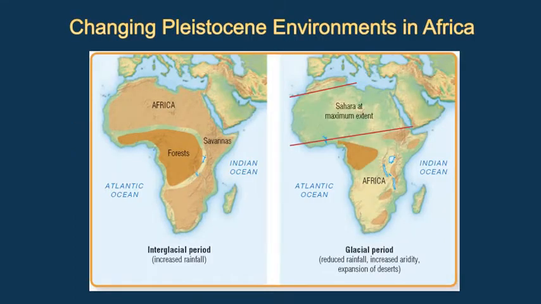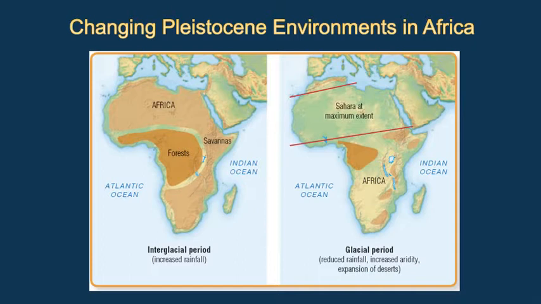This map is just showing what happens in Africa during these climate shifts. On the left is the interglacial period, and this kind of medium, almost flesh tone color here is showing what parts of Africa are covered in savannas. Savannas would be open grasslands, and then of course we have a large swath of Central Africa being dominated by forests. So this is what's going on in Africa when we have these interglacial periods. The interglacial period is the warmer period between these glacial events.